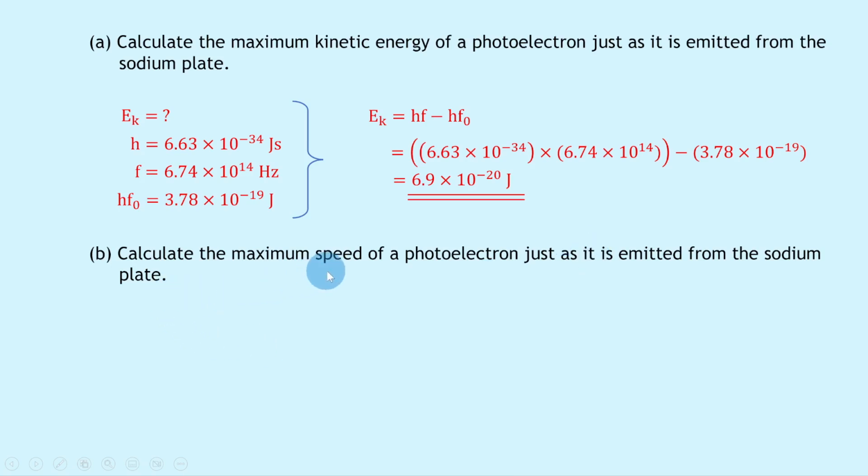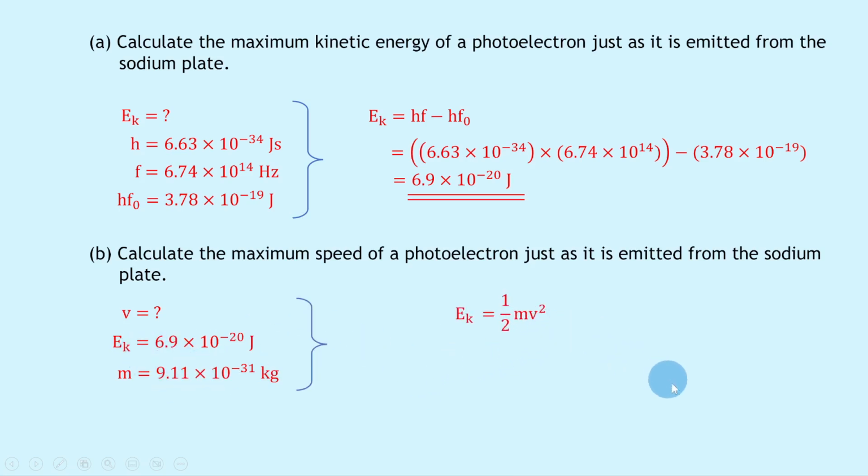Part B says to calculate the maximum speed of a photoelectron just as it is emitted from the sodium plate. Well, notice that we've just calculated the maximum kinetic energy, so we can use that now to calculate the maximum speed. So we're trying to find the speed v. We know that Ek is 6.9 times 10 to the minus 20 joules from part A there, and we know the mass of an electron is 9.11 times 10 to the minus 31 kilograms from your datasheet. So writing down our equation relating kinetic energy, mass and speed, we have Ek equals 1/2 mv squared. Substituting in the numbers gives 6.9 times 10 to the minus 20 equals 1/2 times 9.11 times 10 to the minus 31 times v squared.